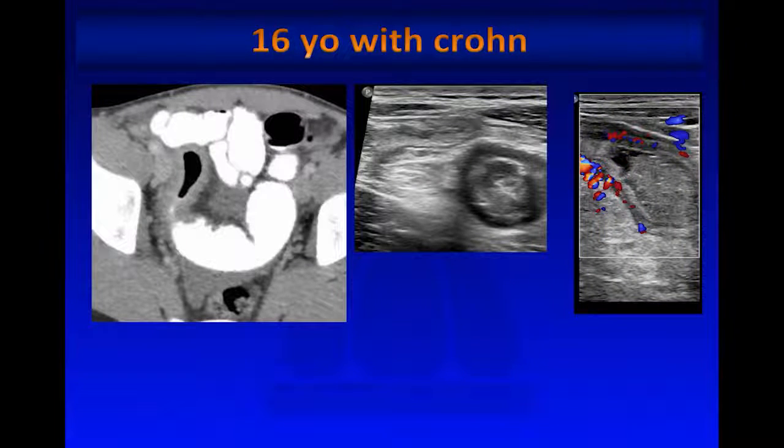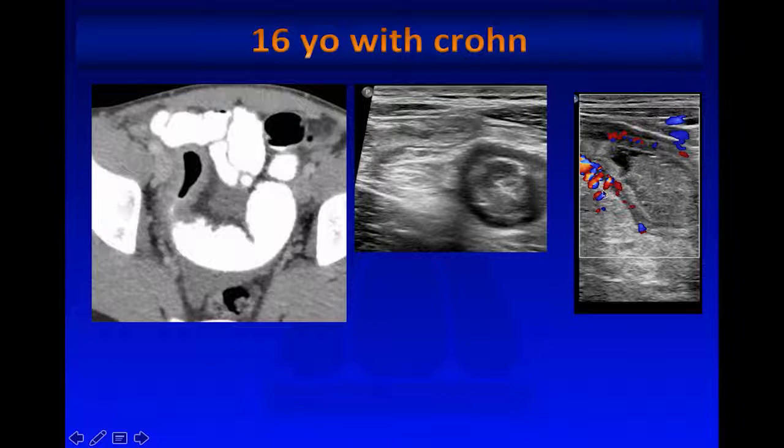An example of inflammatory bowel disease: a 16-year-old patient with Crohn's and abdominal pain. So you can see there is thickening of the terminal ileum on CT, and then even on grayscale. And these patients tend to be very thin, and when the bowel wall is thickened, it's relatively easy to see with ultrasound. You see the target sign here of the bowel.